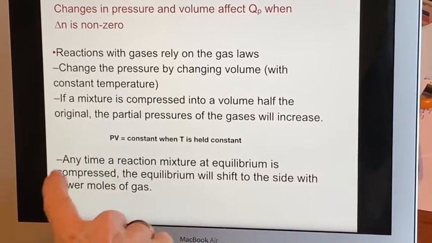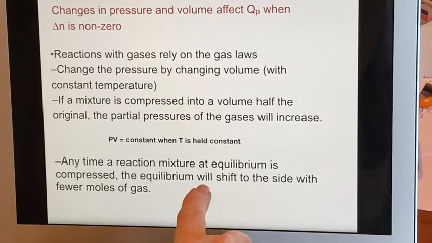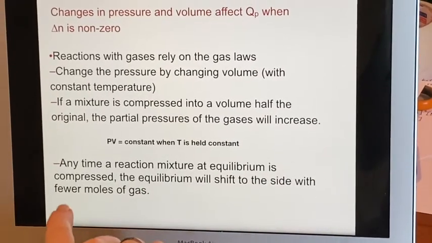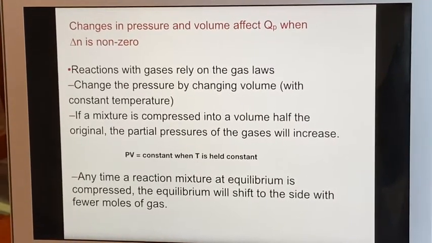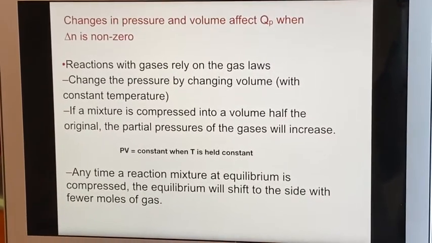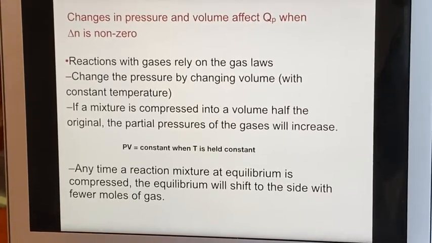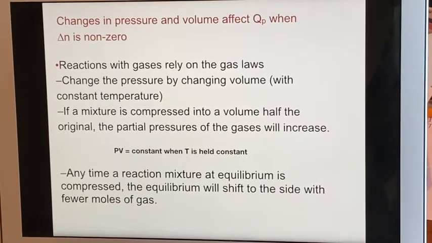And if we compress it, the equilibrium is going to shift to the side with fewer moles of gas. It is a very important way of making things happen. If you can change the pressure and there's a delta N involved, you can definitely shift the equilibrium.